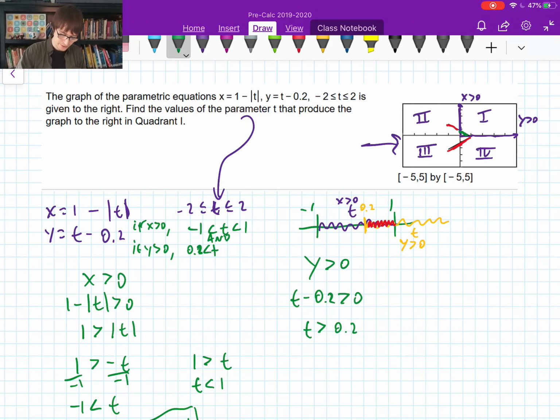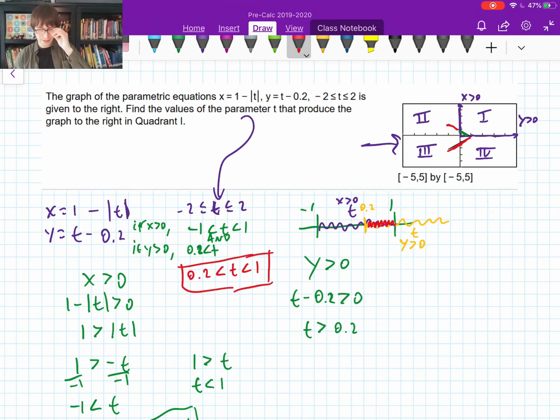We'd have 0.2, let's put this in the yellow color or red color so that we're clear here, 0.2 is less than t which is less than 1. And that gives us the exact parameters we need in order to do this. We can confirm it with the graph. Let's actually see the graph and see how this works.